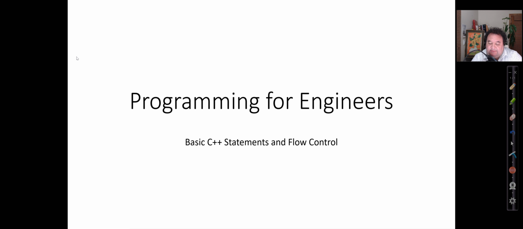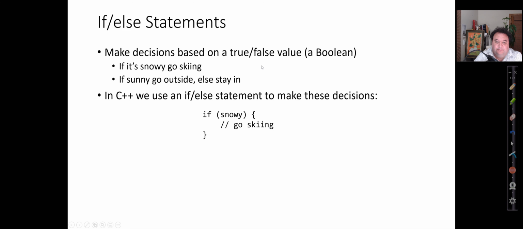In this class, we start looking at various types of C++ statements that allow us to control the flow of the program depending on the inputs that are being generated. So the first type of statement that allows us to change the flow of the program is the if-else statement.